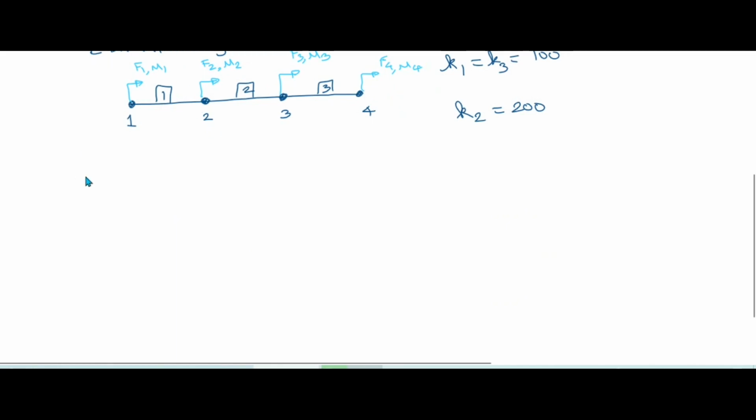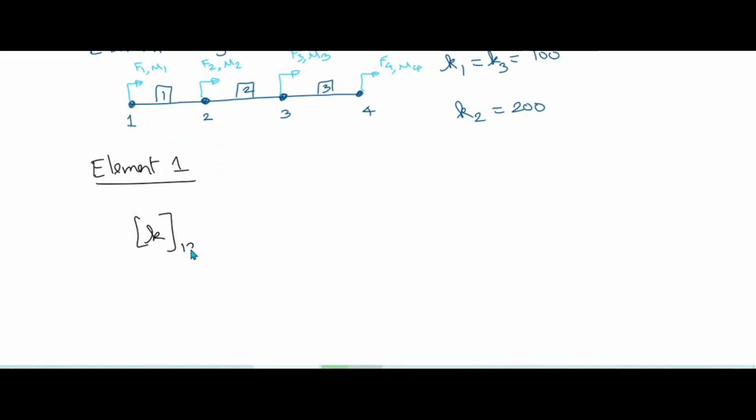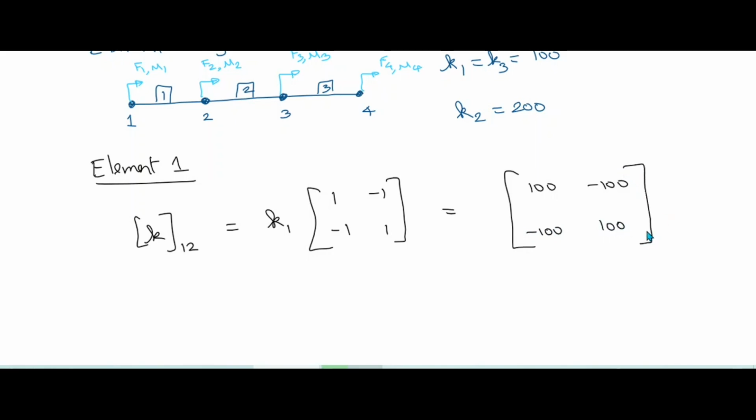Now let us consider the stiffness matrix for element 1. Element 1 we call K, connecting nodal points 1 and 2, and this will be equal to K1 times 1 minus 1, minus 1 1, or you can also write it inside. So K1 is 100, and I will write it inside. I get 100, minus 100, minus 100 and 100. So this is my element 1.